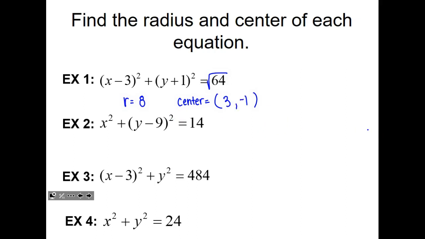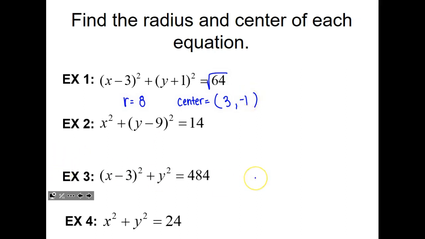3 and negative 1. You change the signs. Right. The one that is with the x is your x coordinate, and the one that's with your y is the y coordinate. Yep, and you change the sign. Alright, so we had a minus 3 here, we have a positive 3 here. And we have a positive 1 here, we have a negative 1 here. Okay?